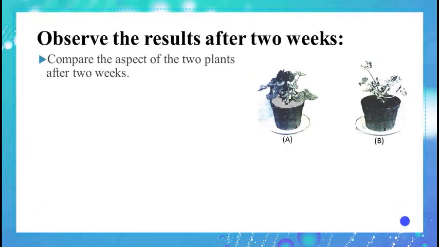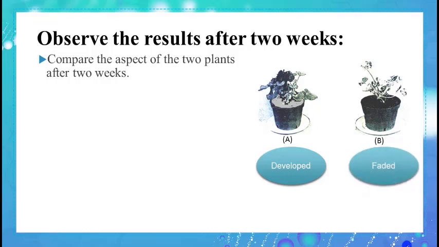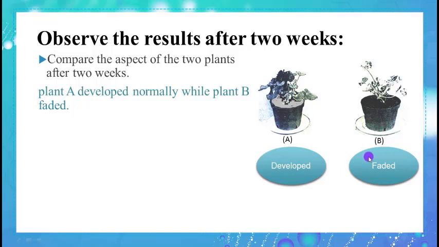Compare the aspect of the two plants after 2 weeks. Here in this figure, we have the results after 2 weeks. As you see, this is plant A and this is plant B. What happened to plant A after 2 weeks? It developed normally. What happened to plant B after 2 weeks? It faded. So what are we going to write in the comparison? Plant A developed normally while plant B faded.